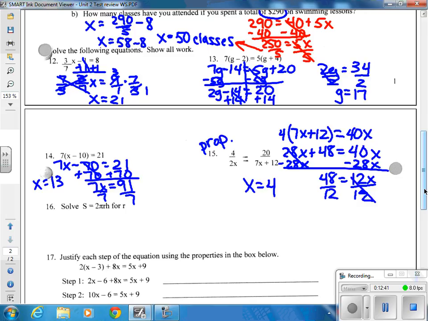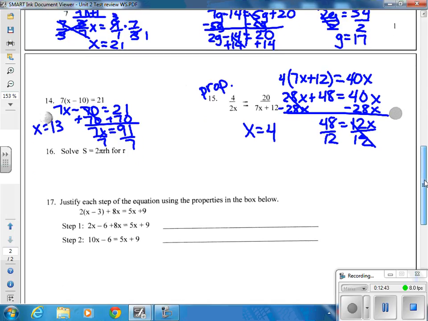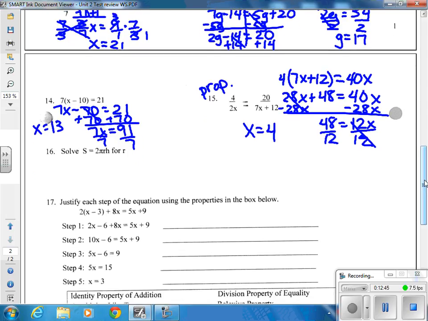For number 16, you're solving for the specific letter that's given. Okay, we're looking for the r, so we want to get rid of the 2, the pi, and the h all at the same time. It's all being held together by multiplication, so in order to get rid of it, we're going to divide both sides. We want to get rid of the 2, the pi, and the h, so that's what we're going to divide by, 2 pi h. Now they're gone, and you're left with the r behind. So the answer is r equals s on top divided by 2 pi h.